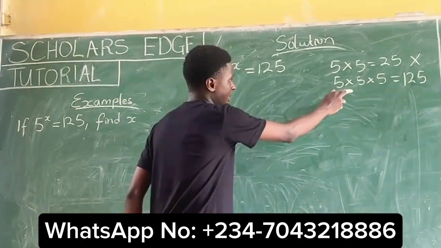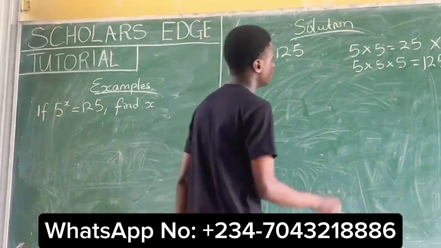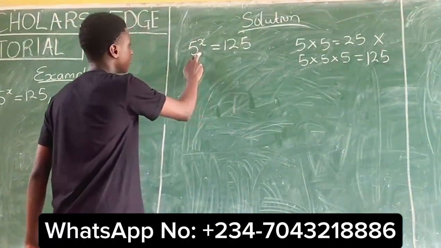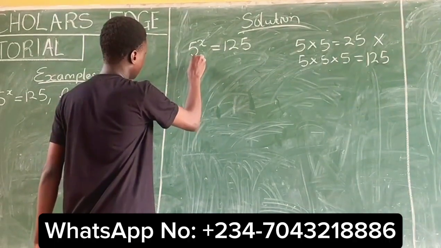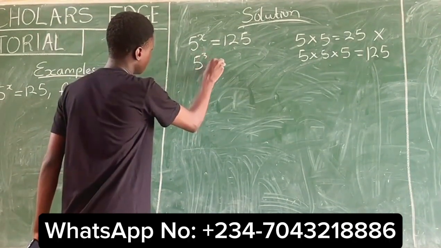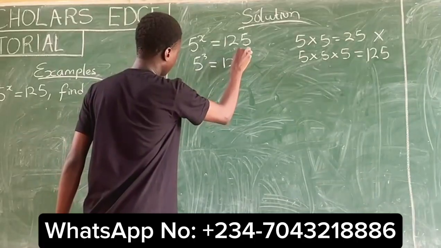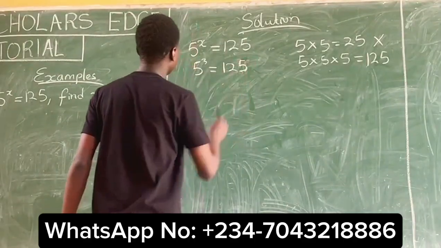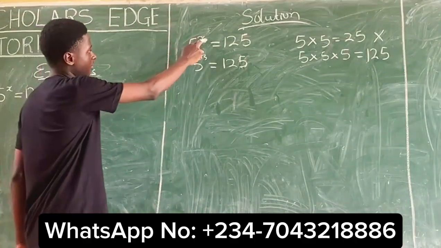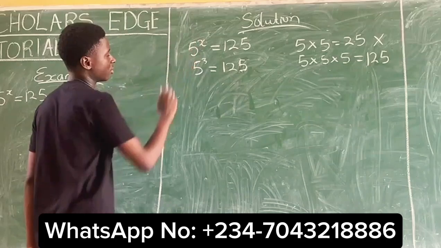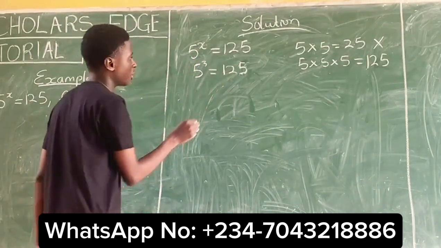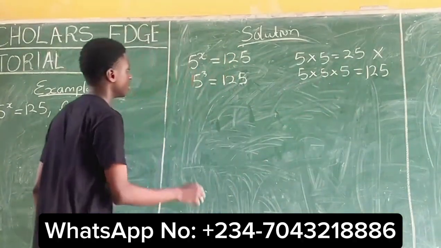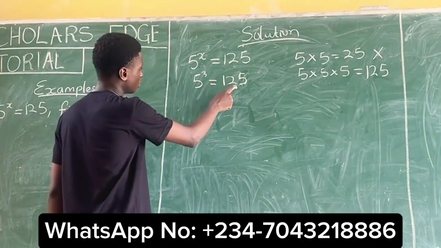So how many times did we multiply 5 to get 125? We multiplied 5 three times. So 5 to the power of 3 will give us 125. If you notice, initially what we had here was 5 to the power of x, where x is an unknown number, equals 125. And now we found out that 5 to the power of 3, 5 multiplied 3 times, gives us 125. So x equals 3.